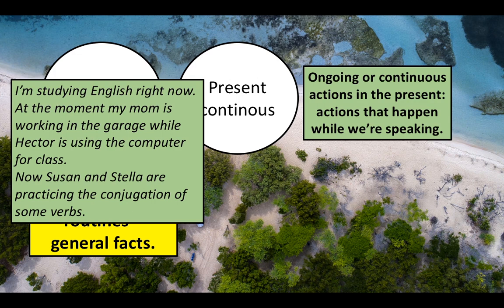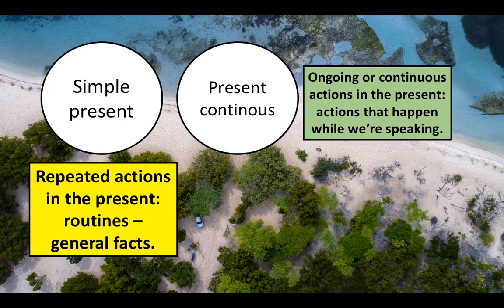Remember, for the continuous tenses, we use the verb to be. For example, Hector is using the computer and my mom is working in the garage. Now, Susan and Stella are practicing the conjugation of some verbs. What are Susan and Stella doing as we speak? What are they doing now? Well, they are practicing the conjugation of some verbs. That is what we're doing right now. So remember, that is the difference between the simple present and the present continuous. Simple present, repeated actions in the present, routines and general facts.